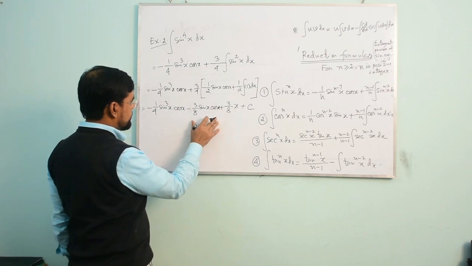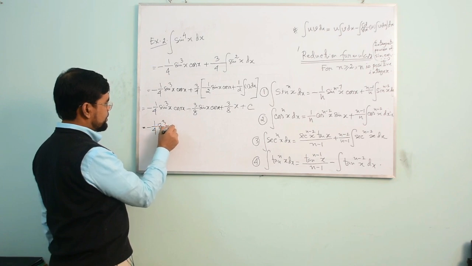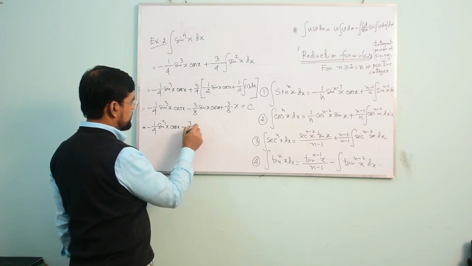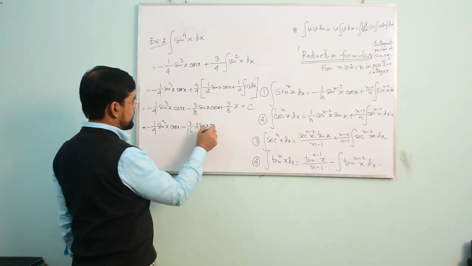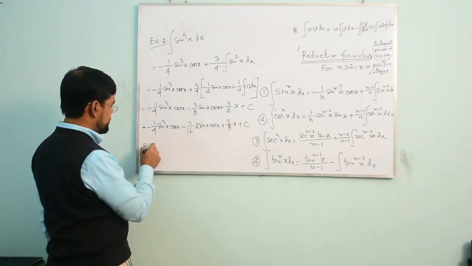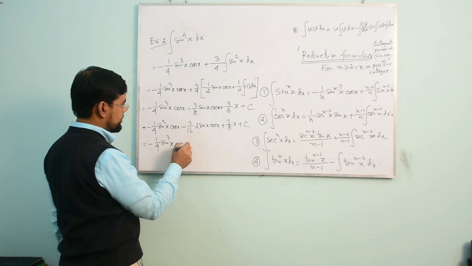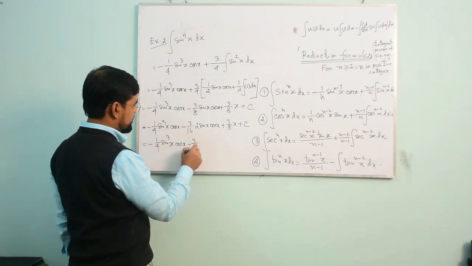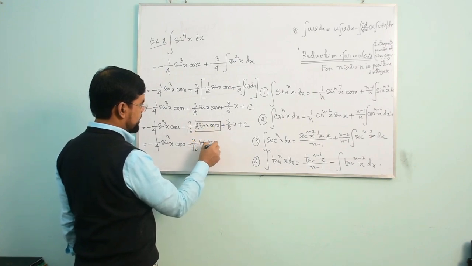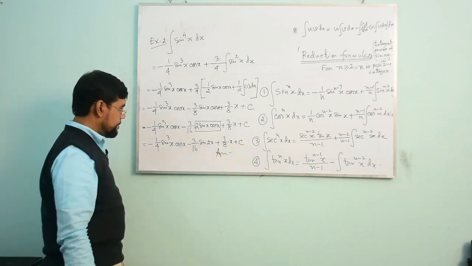So it can be your answer, or you can simplify it by writing minus 1 by 4 sin cubed x cos x minus 3 by 16 into 2 sin x cos x, which is sin 2x, plus 3 by 8 x plus c. So it can be your answer.